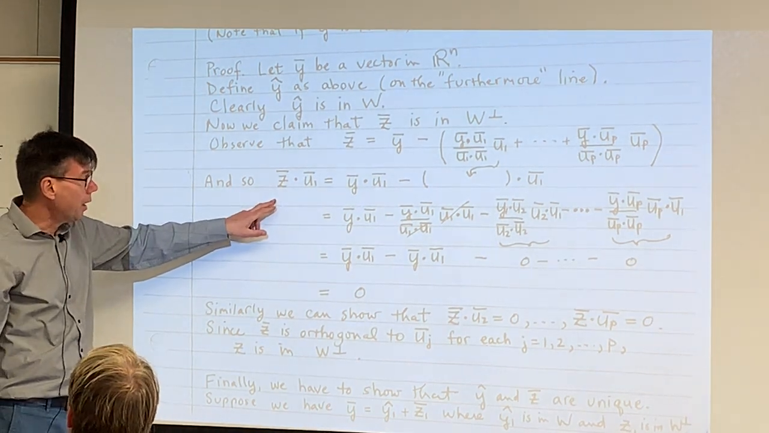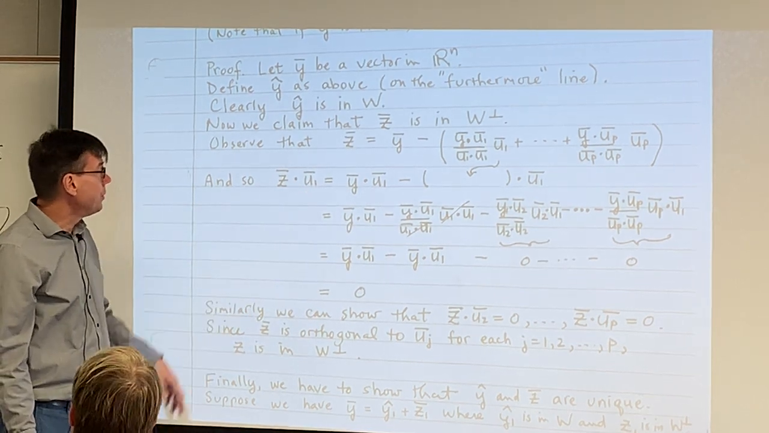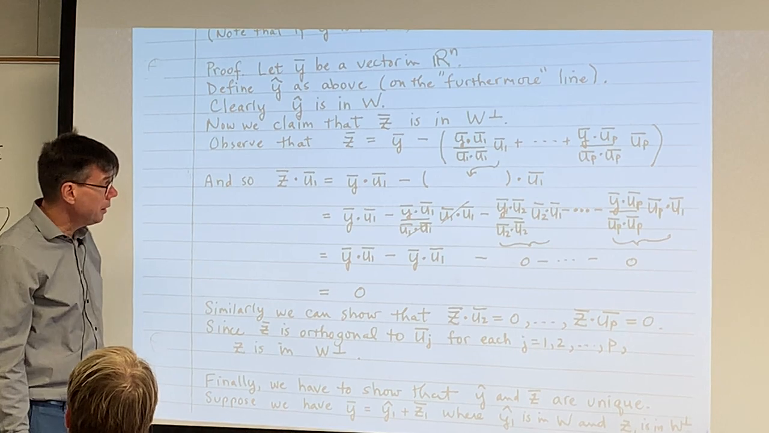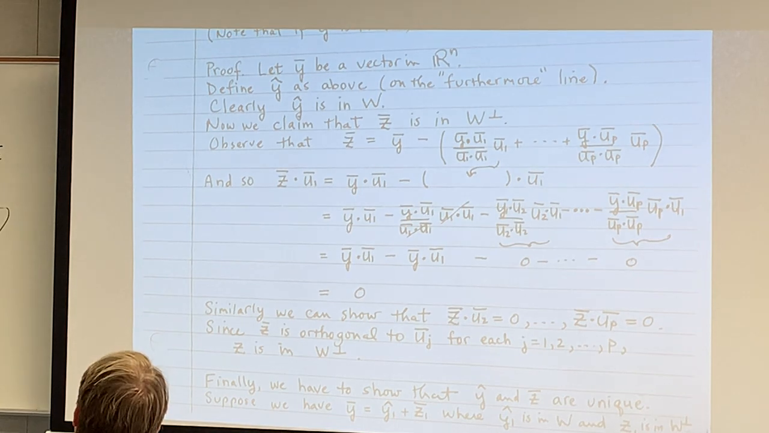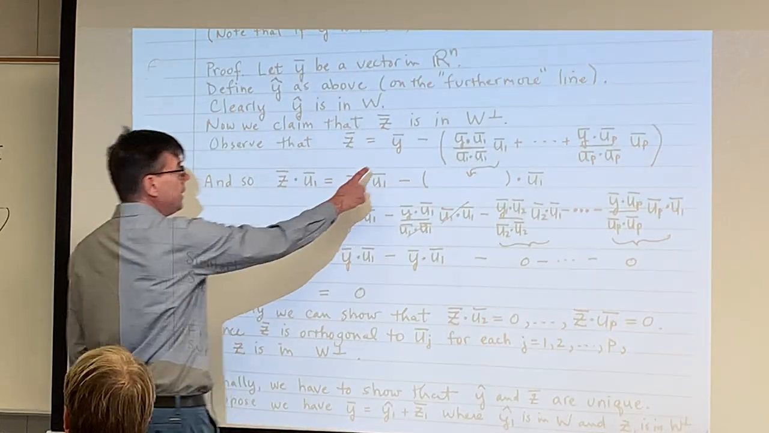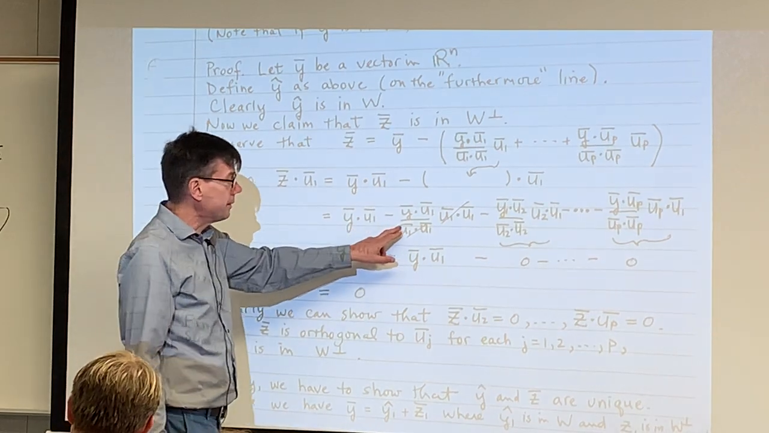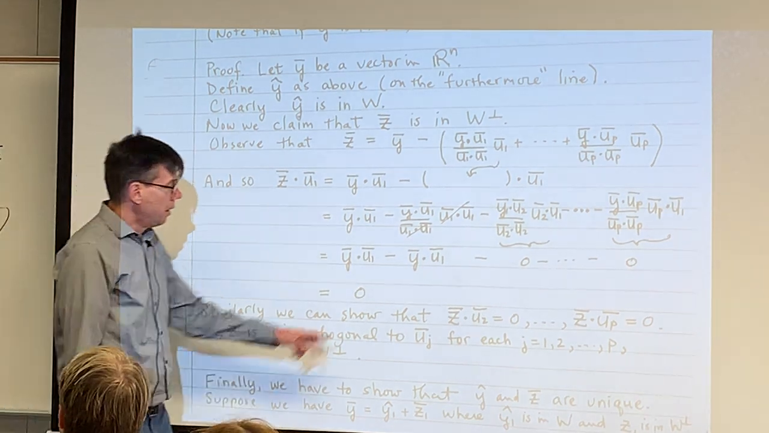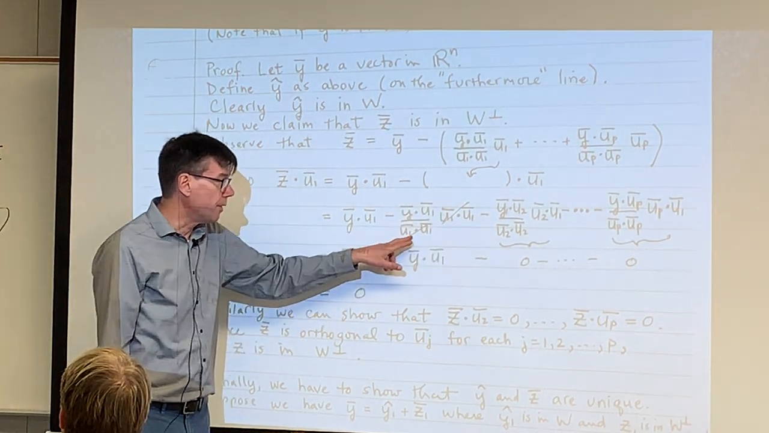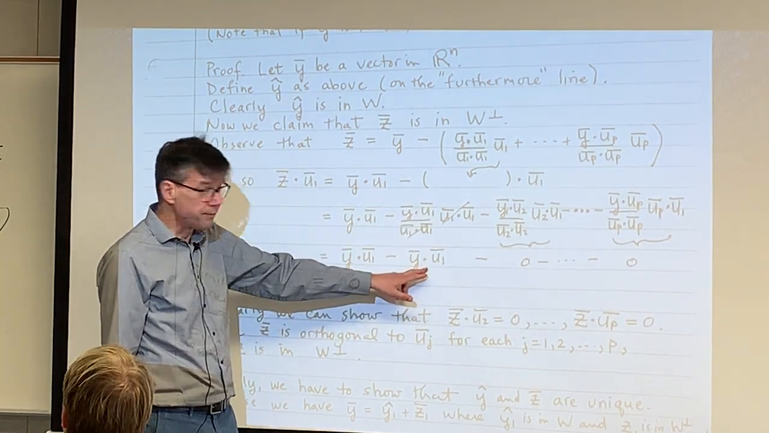z with, I guess, u1 to start out with. Now, z dotted with u1 is going to be y dotted with u1 minus all that stuff dotted with u1, because z is just y minus all that stuff. Y dotted with u1 minus, I just expand the whole thing out. This term doesn't drop out, but we have some constants that cancel. So this term stays. This, we have some canceling.